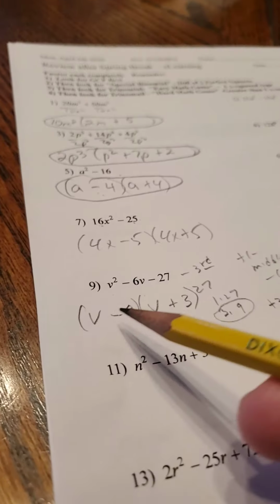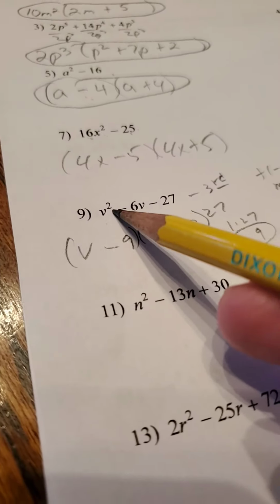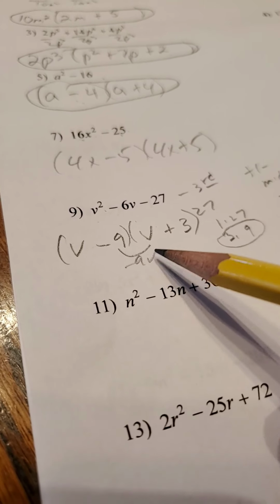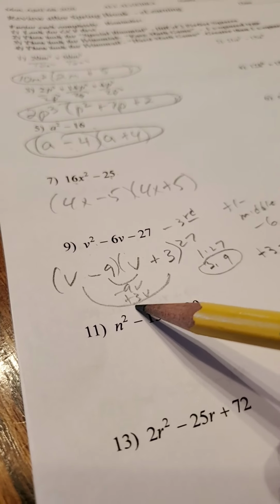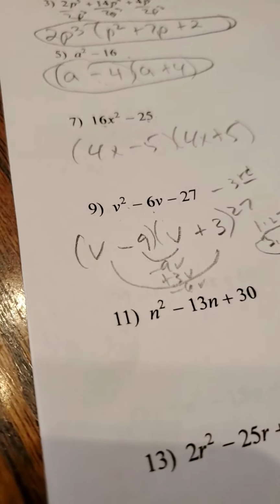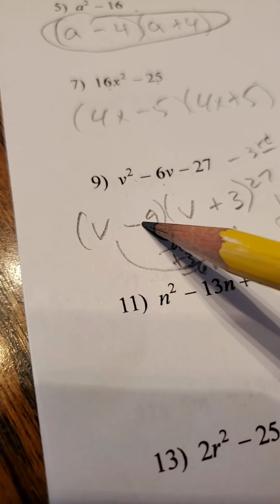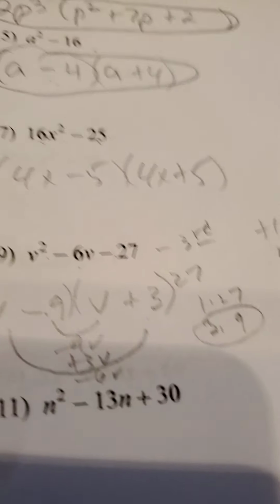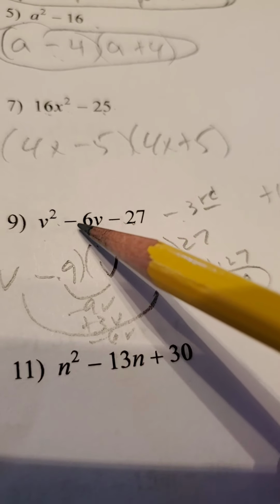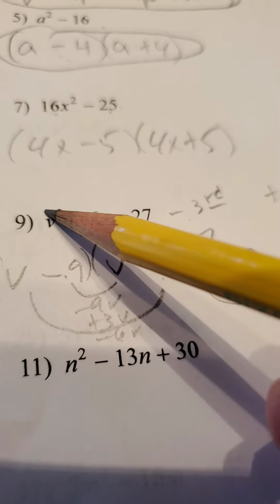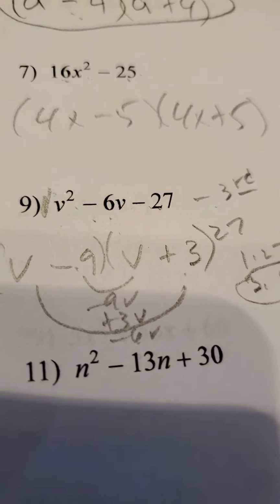I FOIL to check. V times V is V squared. Negative 9V in the middle. Positive 3V, that's my O and I. And that gives me a negative 6V in the middle. And then the last term is my minus 27. Okay, I call that the easy math game. What multiplies to get the third number, but will add or subtract to the middle number. That's only true when there's a 1V squared there.